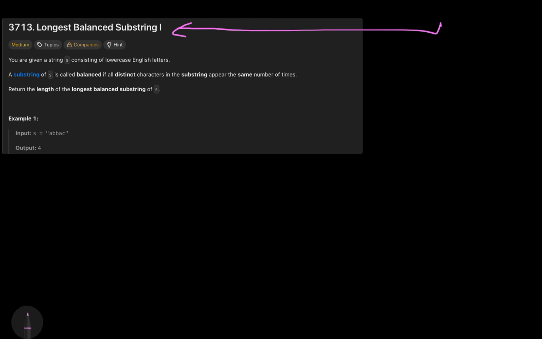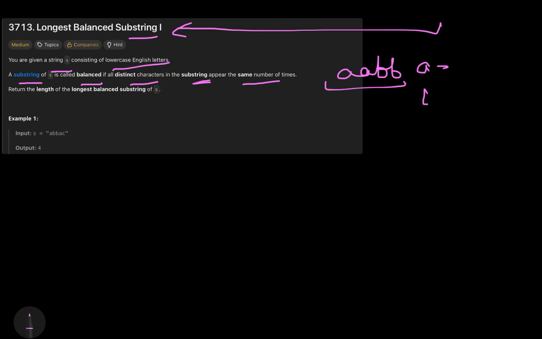Hello everyone. So today we are going to solve this LeetCode problem, which is Longest Balanced Substring 1. What this question says is that we have been given a string consisting of lowercase English letters, and we have to find a substring that is balanced. A balanced substring is one where all the distinct characters in the substring appear the same number of times, which means the frequency of all the distinct letters in our substring should be the same.